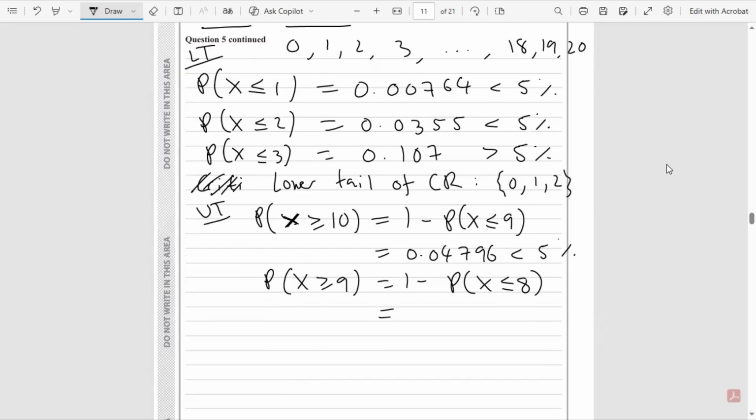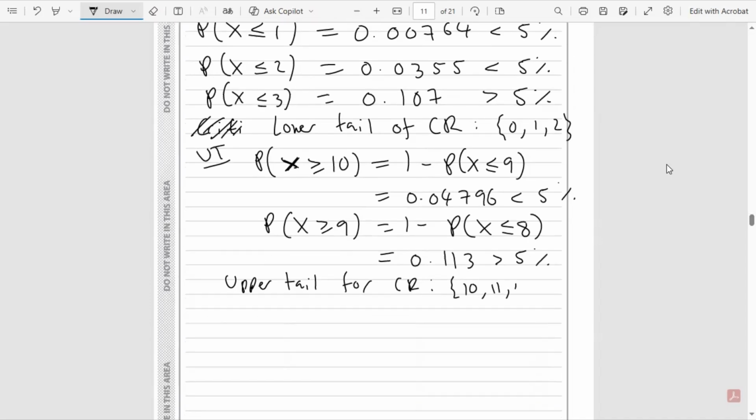So again, we'll go back to binomial CD. X is 8. So this is 0.886666853. If we do 1 minus that number, this gives us 0.113, which is obviously bigger than 5%. So 9 is not in the critical region, but 10 is. Okay, so for the upper tail, the critical region is going to be from 10 to 20 customers. So 10, 11, 12, up to 20.